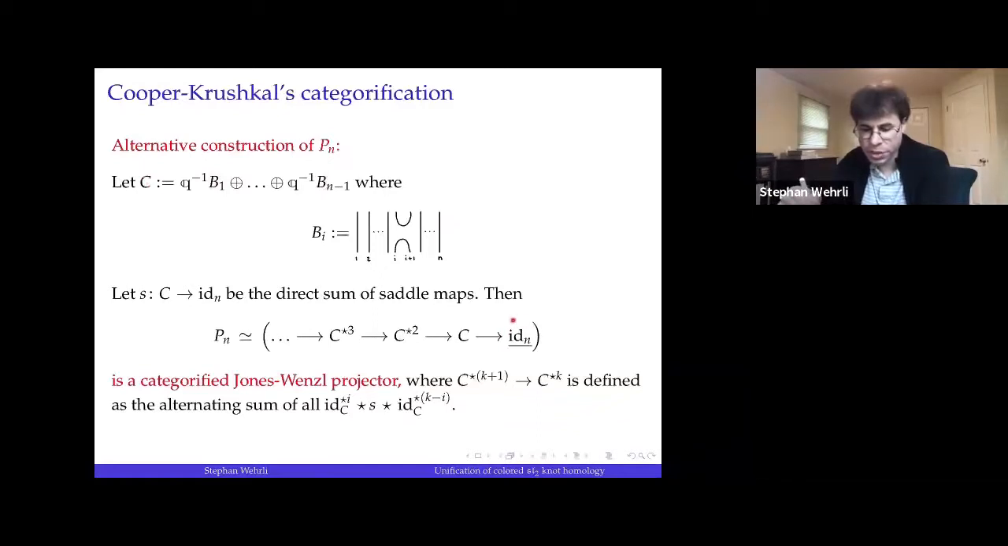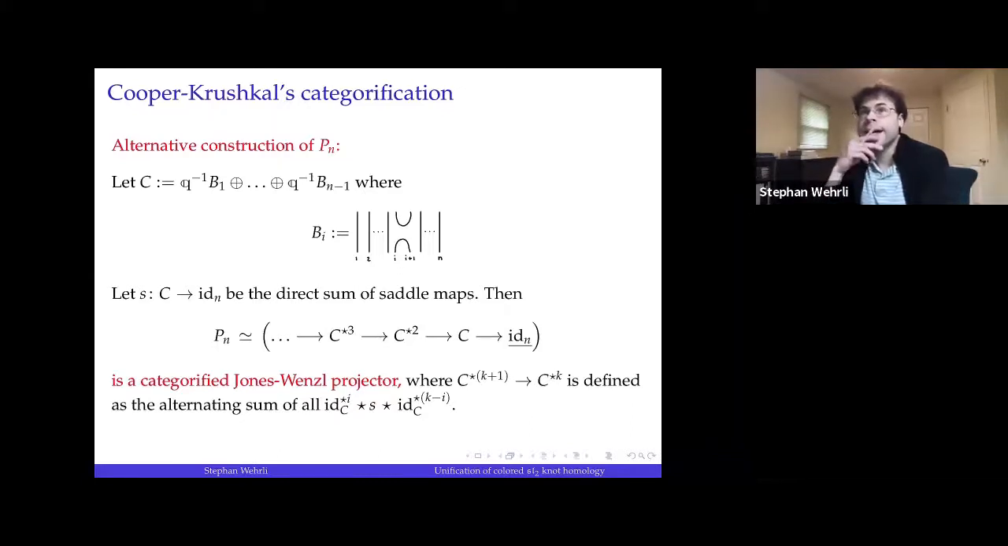So in degree 0, we have an n-strand identity tangle, then we have one copy of Z, then we have two copies stacked on top of each other. And the differentials are essentially defined in terms of alternating sums of saddles. And one can easily check that the resulting complex satisfies the turn-back property. So it is a categorified projector, so it's homotopy equivalent to the one constructed by Cooper-Krushkal.